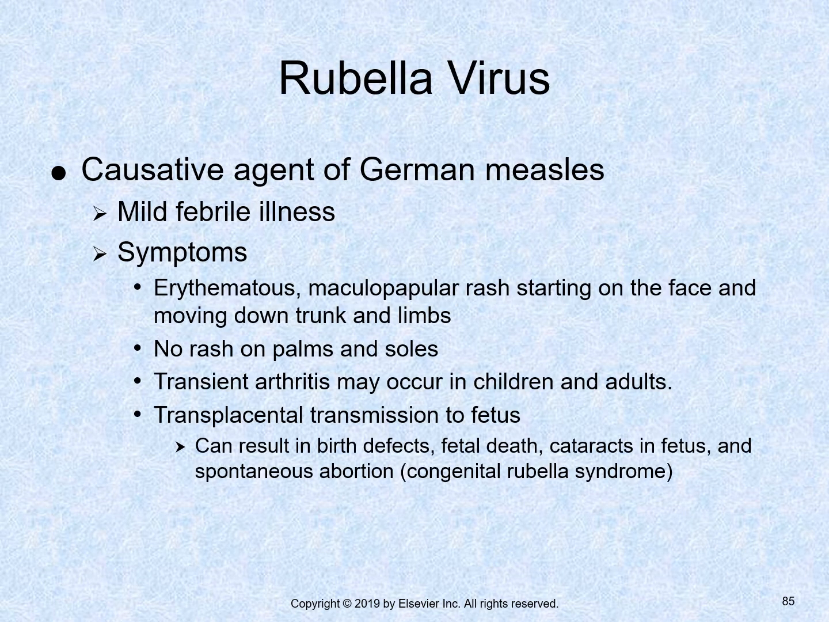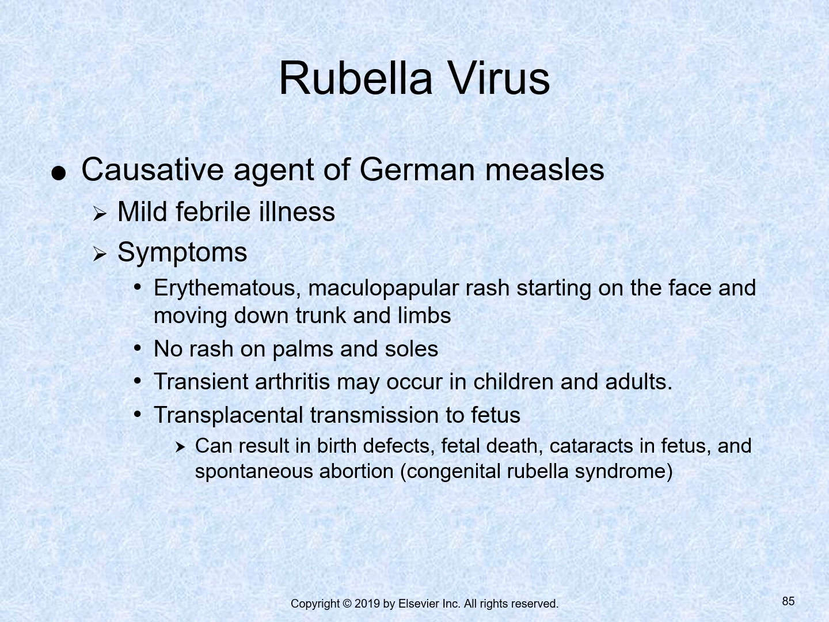Rubella virus is the causative agent of German measles. A mild febrile illness occurs with infection. Symptoms include redness of the skin, a maculopapular rash that starts on the face and moves down the trunk and limbs. There's no rash on the palms of the hands and the soles of the feet.